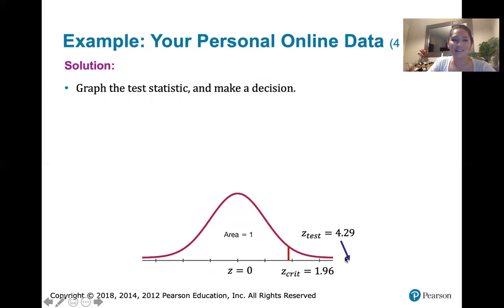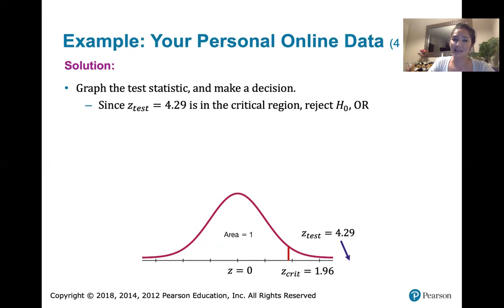It's way out there. Since this test statistic is way out in this critical region, way out in the tail, far beyond that critical value of z, we're going to reject the null. We're going to say that's definitely significantly high. So that's one way to use the critical value method, is to just graph it and look at that z-test. If it's in the critical region, reject the null.